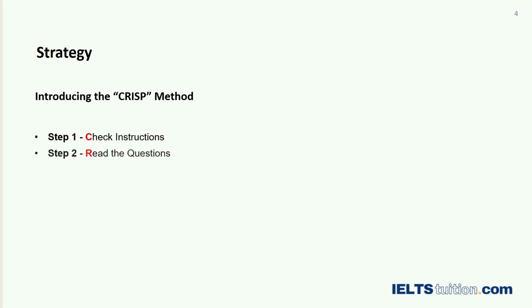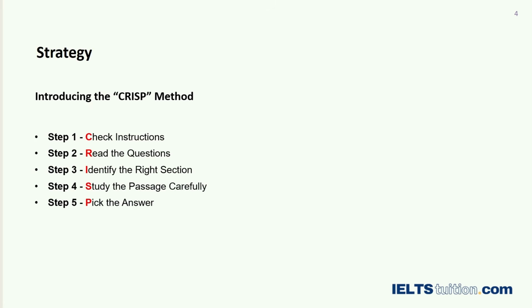We're going to introduce a very effective strategy to approach multiple choice questions in exams. This strategy is called the CRISP method. CRISP stands for check instructions, read the questions, identify the right section, study the passage carefully, and pick the answer. It's a simple yet powerful way to ensure you're covering all bases when tackling these types of questions.